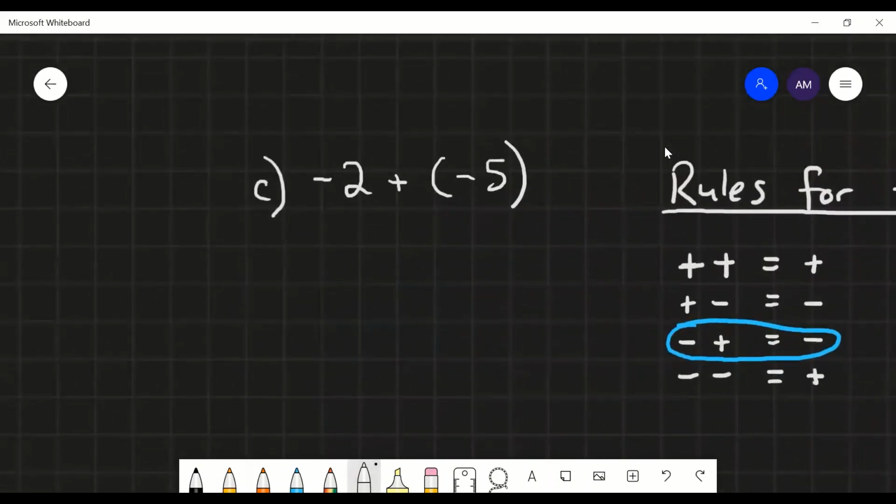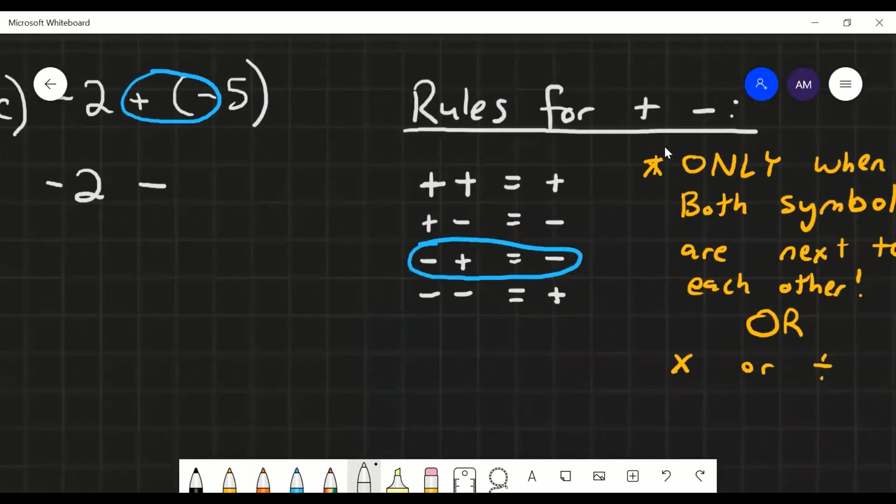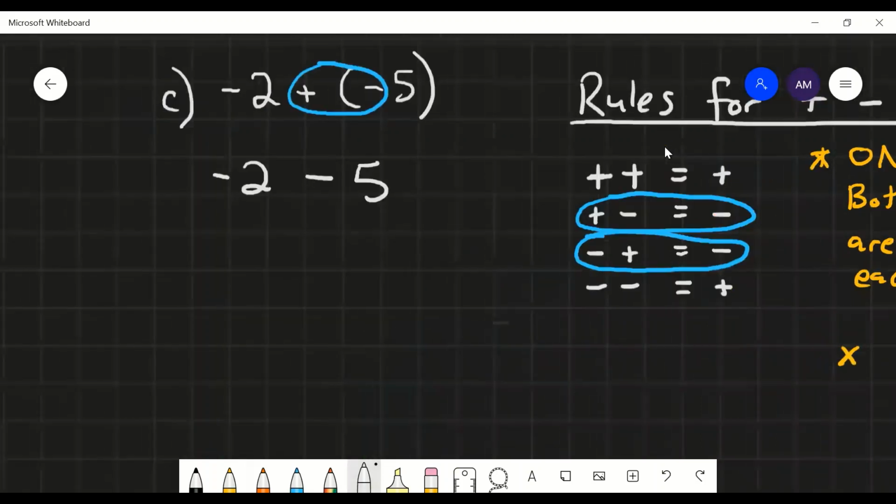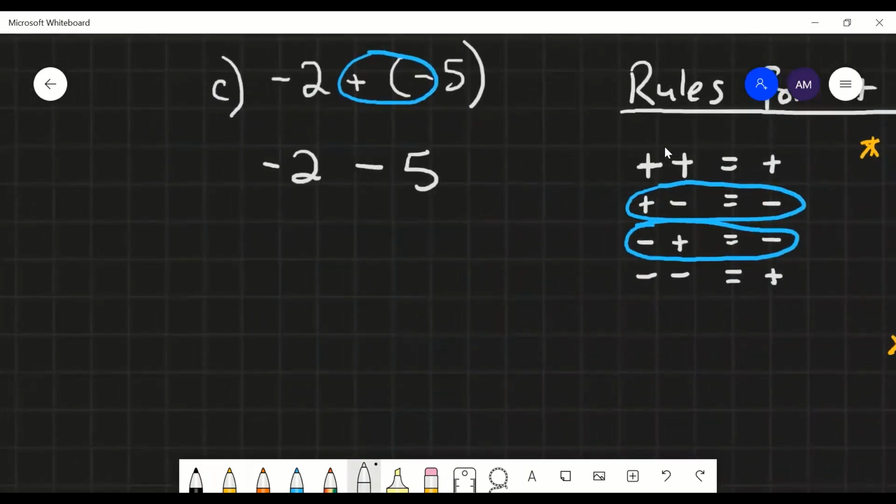So -2 plus -5. I see 2 symbols that are next to each other. So this would be -2 minus, because if we go to our rule set, a plus and a minus makes a minus. So that's why I put a minus here. 5. And so what is -2 minus 5? Well, we can take our number line if we're still not sure.